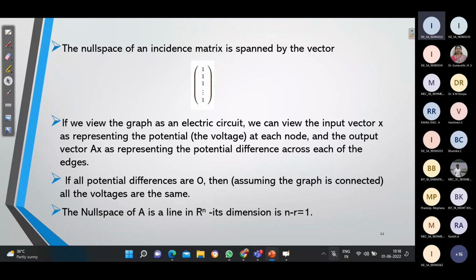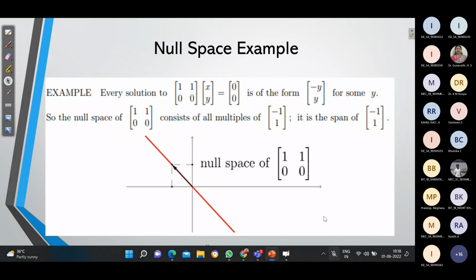So the null space of a matrix is a line in R^n. Its dimension is n minus r, which is equal to 1. So this can be given as a null space example.